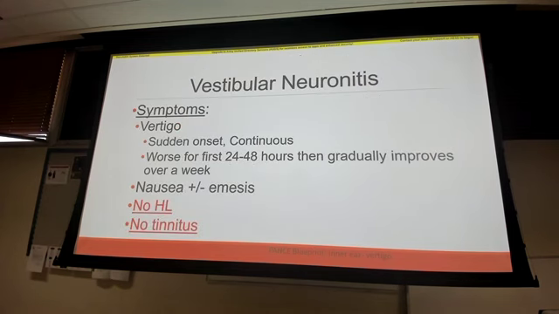Symptoms: vertigo, sudden, continuous, so very similar to labyrinthitis. Worse within the first 24 to 48 hours. They may have plus or minus that vomiting. But the key thing here is no hearing loss, because it's only the vestibular portion of the nerve that is being affected.